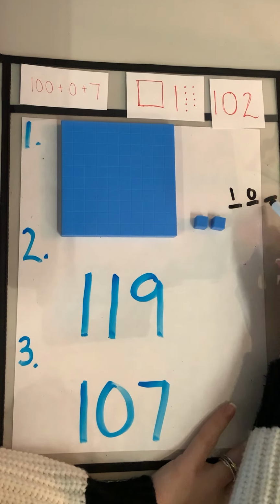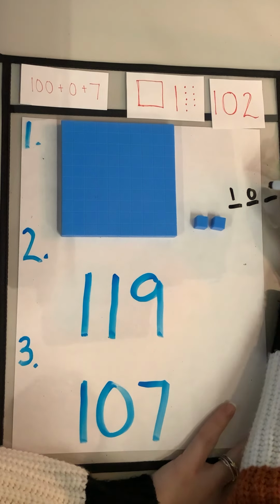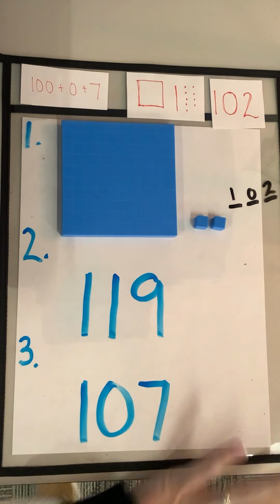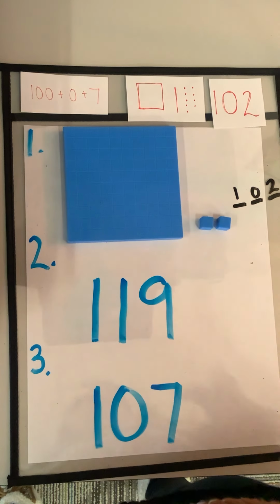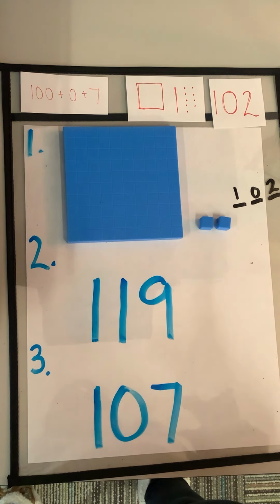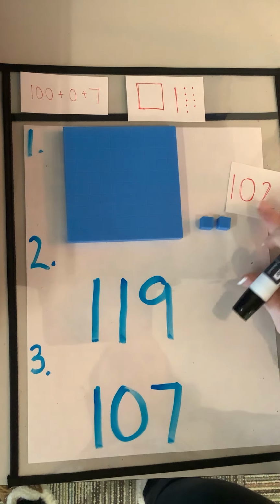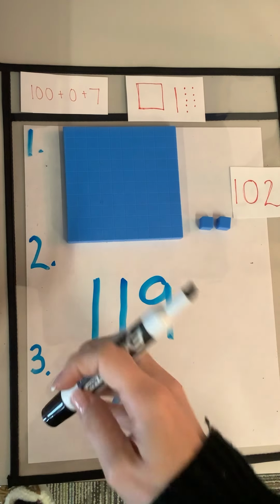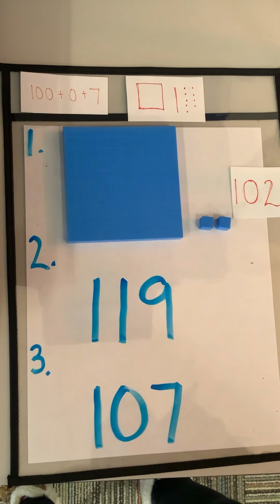Now, what digit should go in the 1s place if I have 2 1s cubes? Great, a 2. So do you see a number up here that represents 102? Point to it with your finger, please. Great job, it's this one. 102. We went from representing the number from base 10 to standard form.